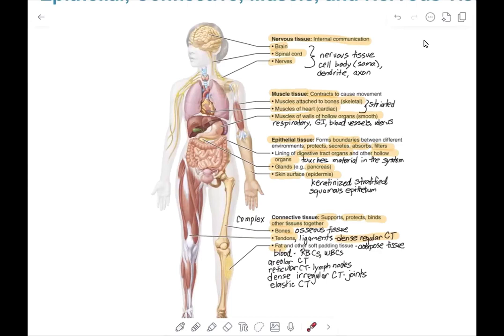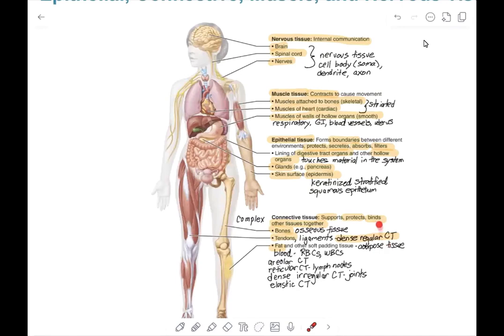Well, we can see the nervous tissue in the brain, the spinal cord, and all the different nerves that go to the extremity. Muscle, we can see skeletal muscle here, cardiac muscle here, and then muscle that's anywhere in the digestive tract is going to be smooth muscle. Epithelial is going to be lining the digestive organs and hollow organs. So, lining the stomach, for example, would be epithelial tissue. Different glands, like the pancreas, would be epithelial tissue, as well as the skin surface, which is the epidermis.